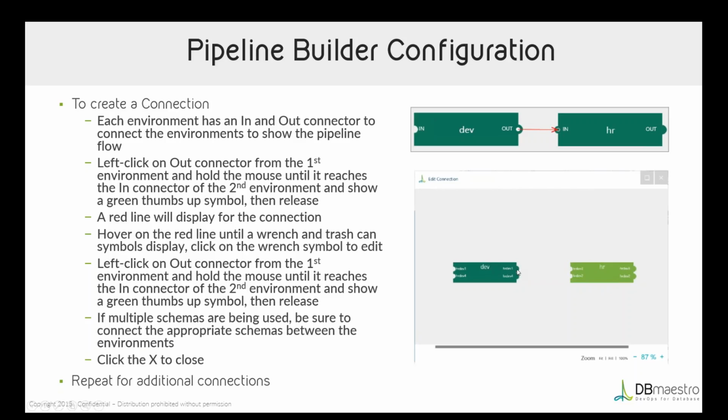So I do the same thing. I click my left mouse button on the little out and drag it to the right in and let go, and it creates an arrow to tell me how the schemas are linked. If I have multiple schemas, I need to make sure they're linked between the dev and the test, and that the schemas are aligned correctly. All of that becomes part of the pipeline, and then we can save it. Then you just repeat it for the different environments that you have in your pipeline.